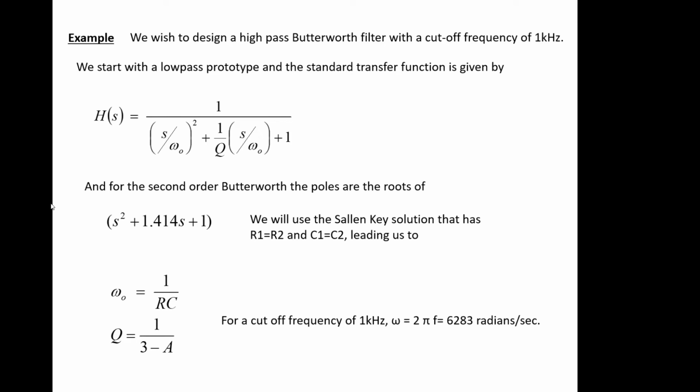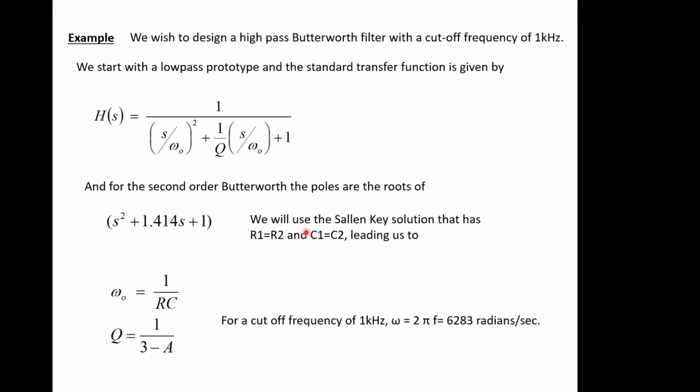Right, so if we wish to design a high pass Butterworth filter with a cutoff frequency of 1 kHz, let's start with our low pass prototype, which is this one here, and the standard transfer function for that is given by this, so we should be getting familiar with seeing this now. And for the second order Butterworth, we can go back to that table and pull out the second order Butterworth polynomial, which is a trivial one in some ways. So it's just s squared plus root 2 s plus 1.